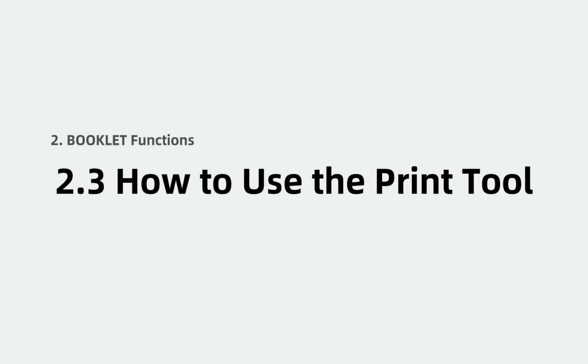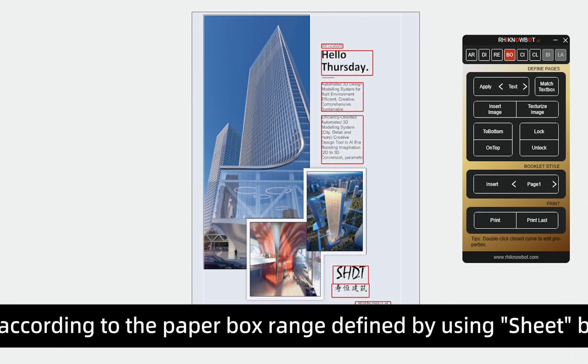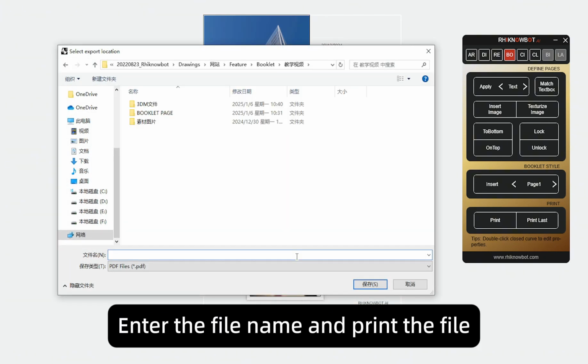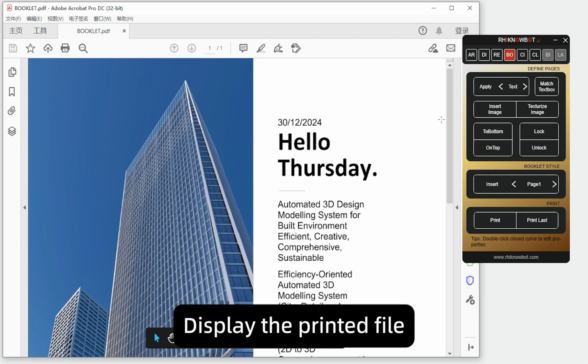How to use the Print tool. Click the Print button and select the object to be printed. Print according to the paper box range defined by using Sheet B4. Enter the file name and print the file. Complete the printing. Display the printed file.